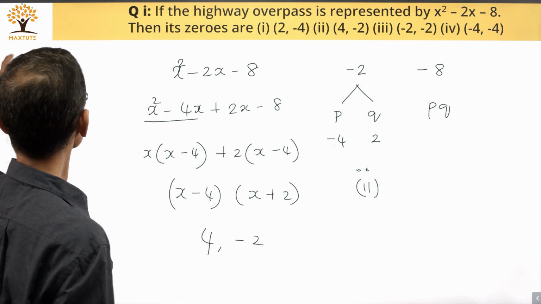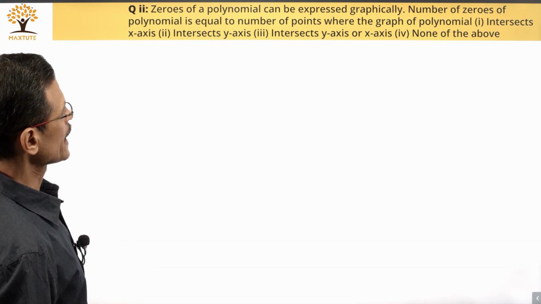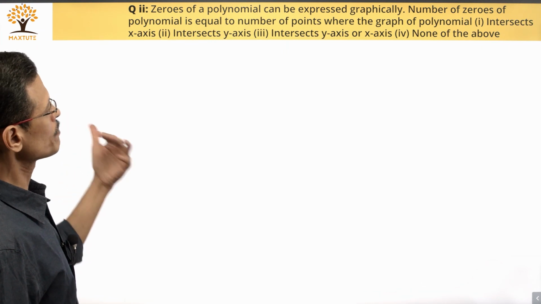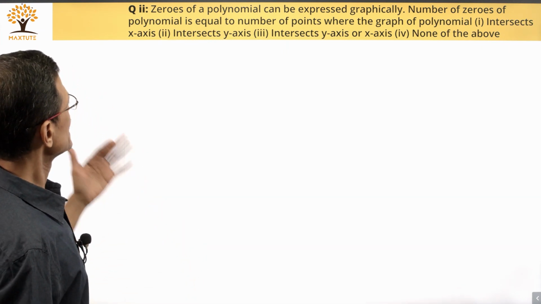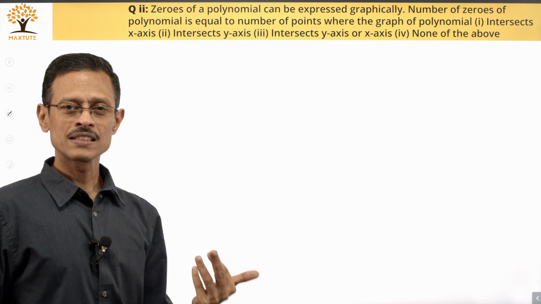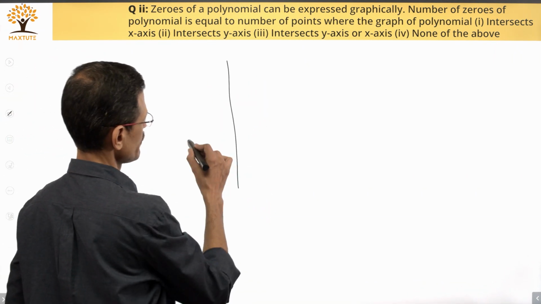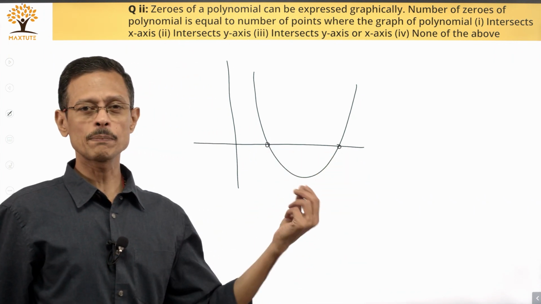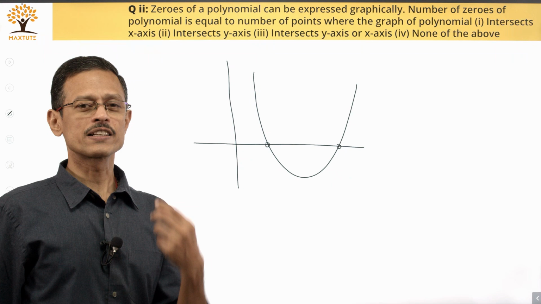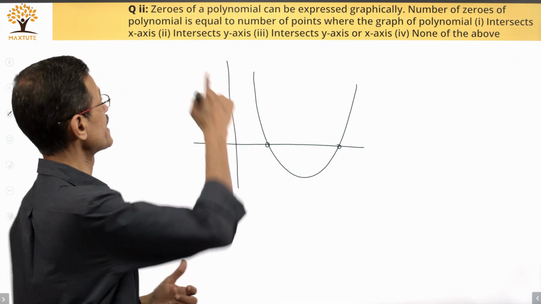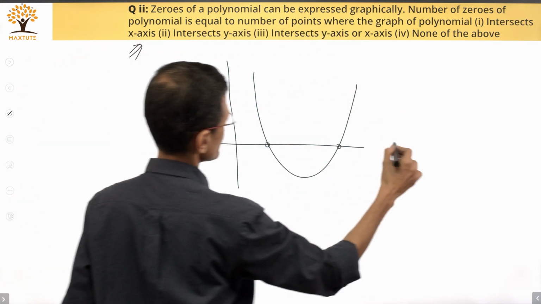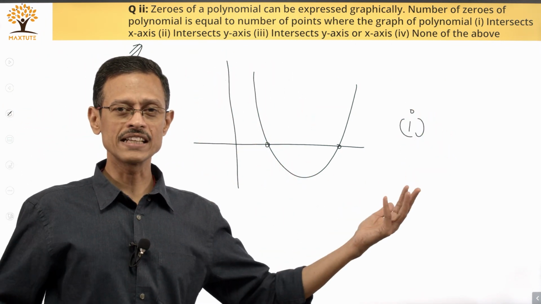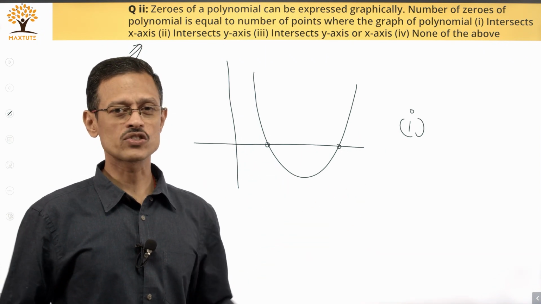Let's move on to part 2. Zeros of a polynomial can be expressed graphically. The number of zeros of the polynomial is equal to the number of points where the graph of the polynomial intersects the x-axis. That's the first thing, right? Take a look at a parabola itself. The parabola intersects the x-axis at 2 points. These would be the zeros of the parabola. So, zeros of a polynomial are the points where the graph intersects the x-axis. That's what the answer is. Choice 1 is the correct answer to this question, right? You would have probably known this from looking at the way the graphs are drawn. It should take us less than 10 seconds to find this answer.